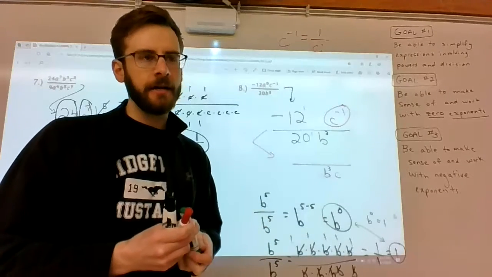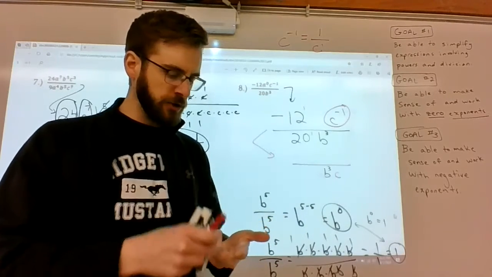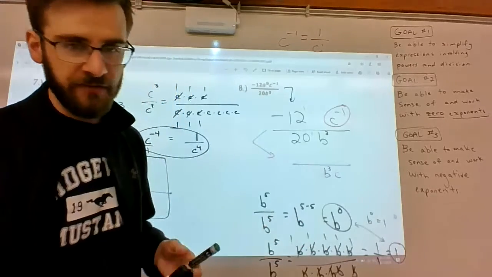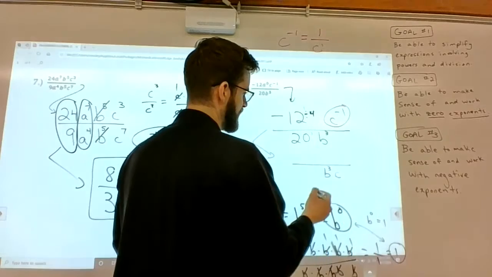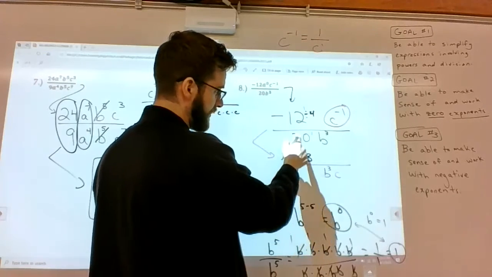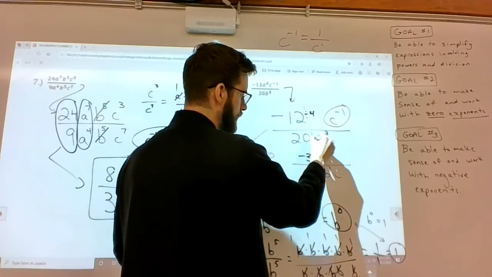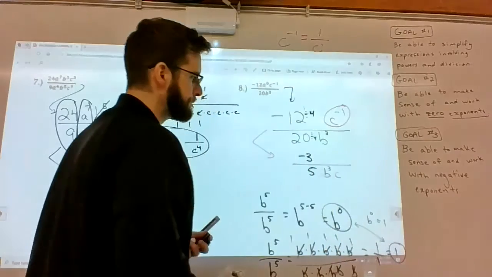I mean, if you think about it, the biggest number that divides 12 and 20 is 4. So I just divide the top by 4, which gives me negative 3. Divide the bottom by 4, which gives me 5. And there we go.